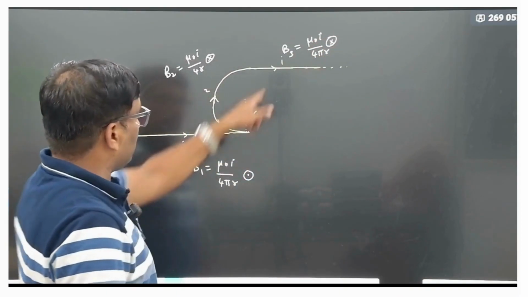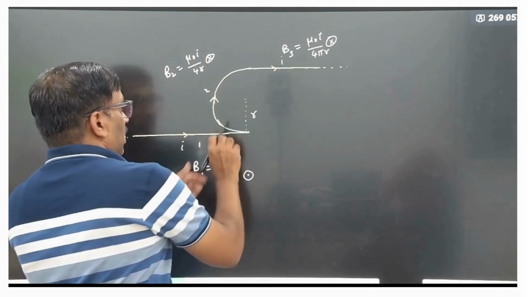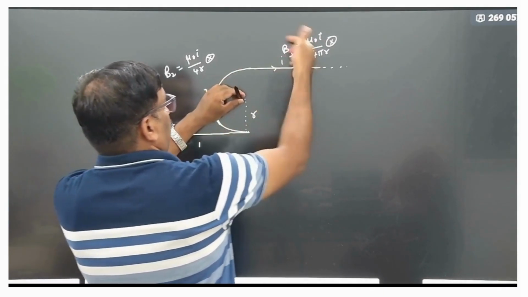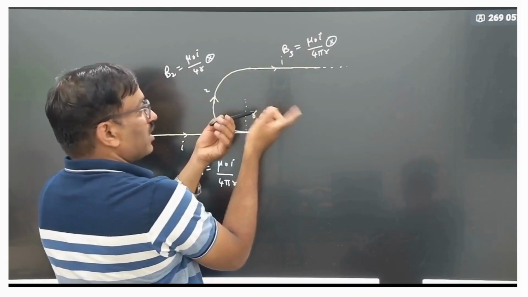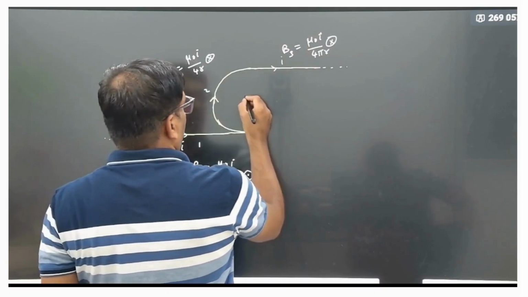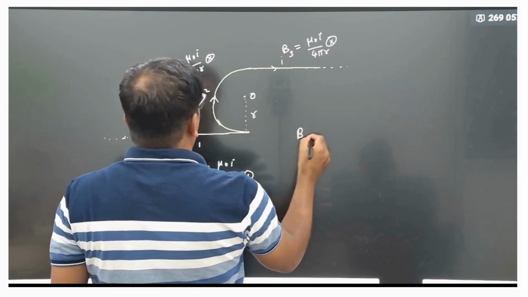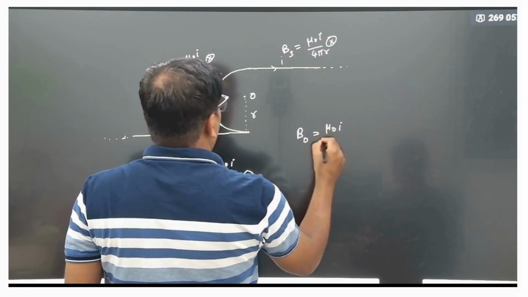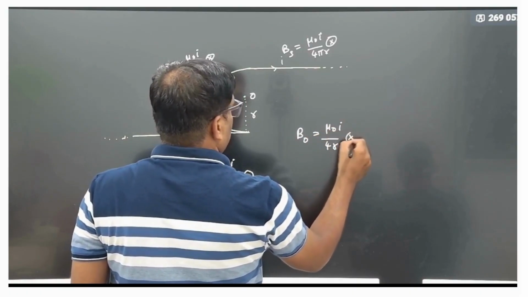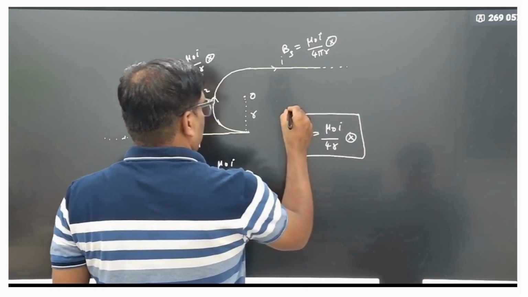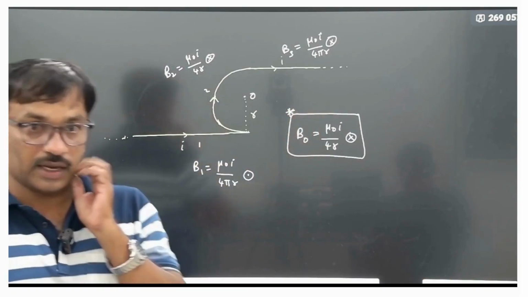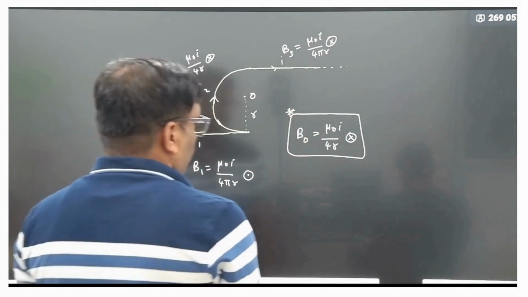So you try to see this. Due to this one it is outward, due to this one it is inward. Therefore both cancel on this one. So the magnetic field at O will be equal to mu naught into I by 4r. The net magnetic field is inside. Understood? Clear? So we'll do one more question here now.